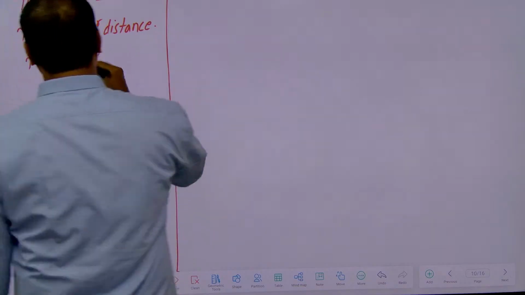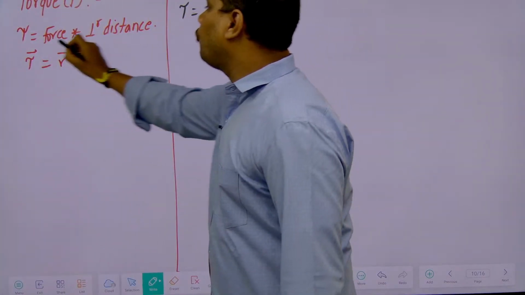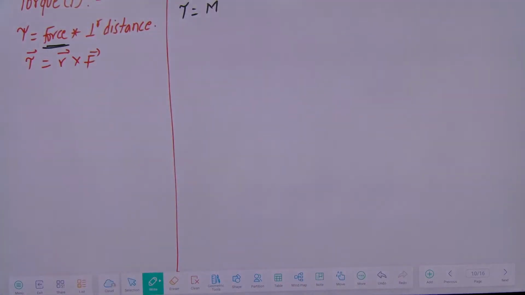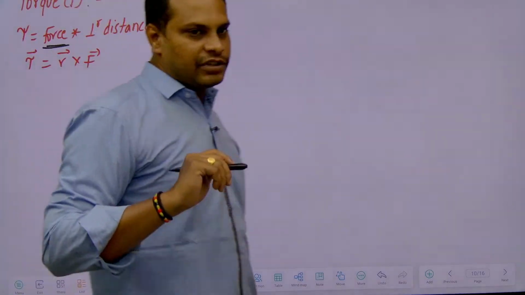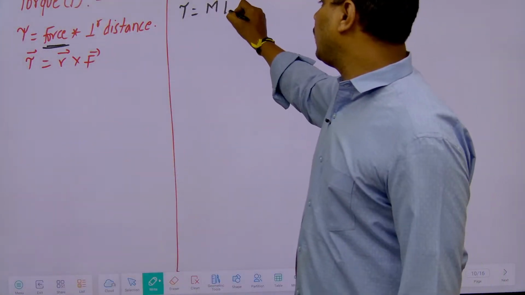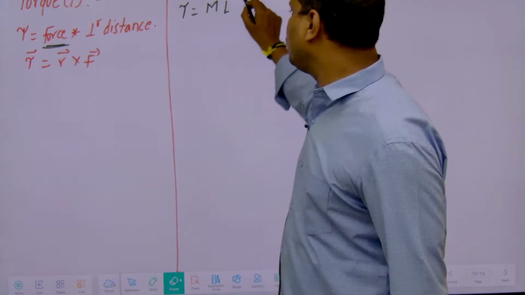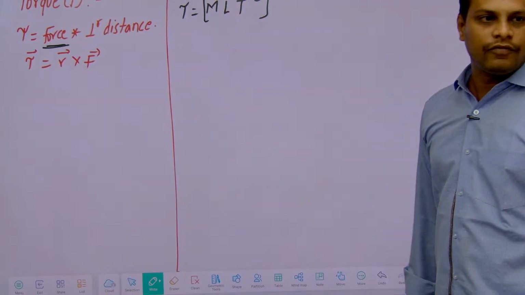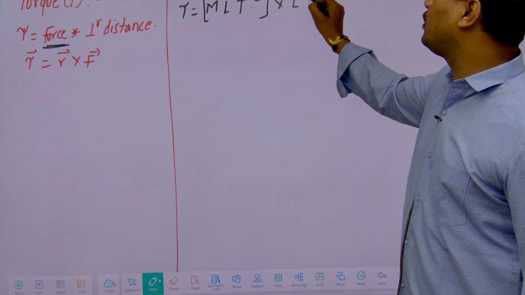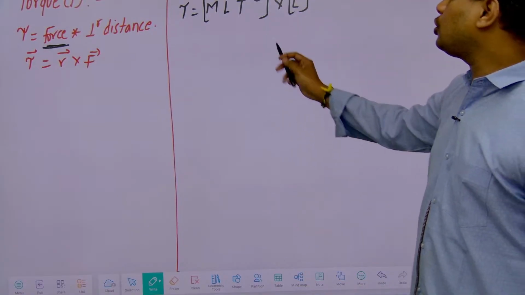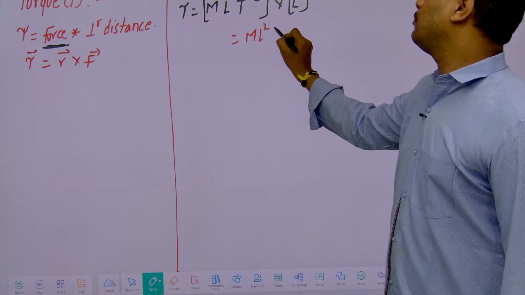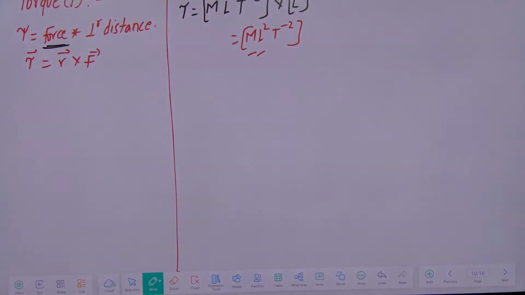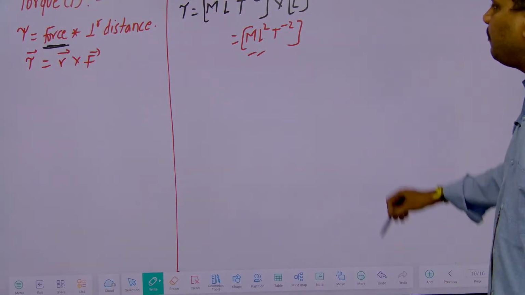Now what is the dimensional formula? Torque tau is equal to, tell me, the dimensional formula for force. What is the dimensional formula for force? M L T power of minus 2. So the dimensional formula for force is M L T power of minus 2, and the perpendicular distance is L. Then the total dimensional formula will be M L square T power of minus 2. Are you clear? What is the total dimensional formula for torque? M L square T power of minus 2.